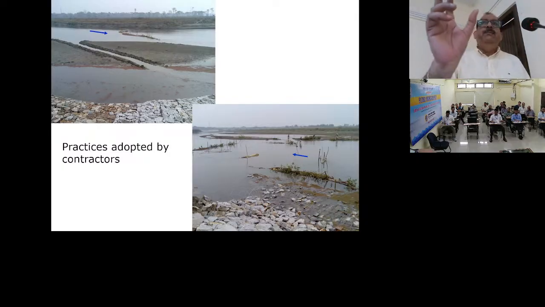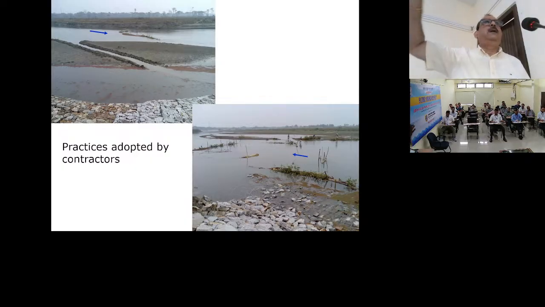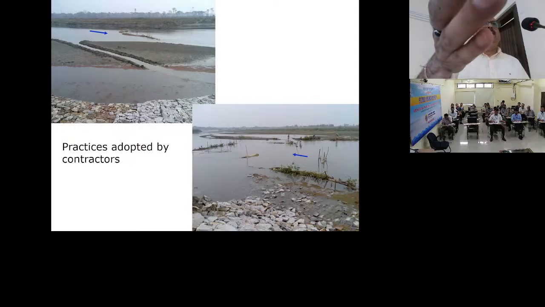But to protect important areas, I personally don't want to take risk. I want to go with a proven track record. For some other areas, we can do some research. But if you want to protect, say, Guwahati, or Nalbari town, or Dibrugarh town, important places, we should go with a proven track record.